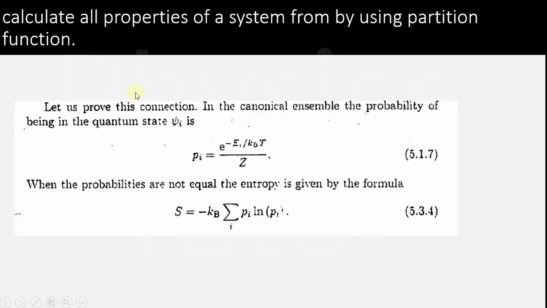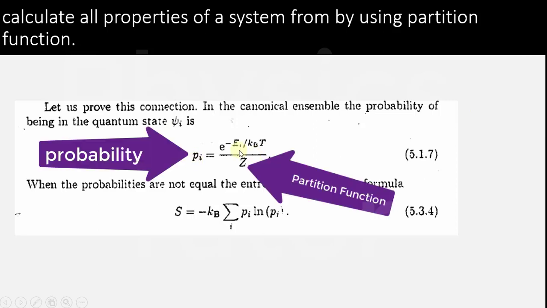So let us prove this connection in the canonical ensemble. We saw the canonical ensemble in the previous lecture very deeply. So if you did not see that lecture, go and see that lecture, and after that see this video. In the canonical ensemble, the probability of being in the quantum state psi_i, where psi is the wave function, is given by the Boltzmann factor.